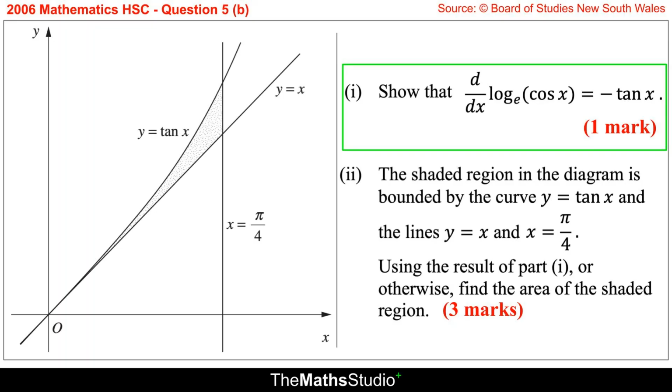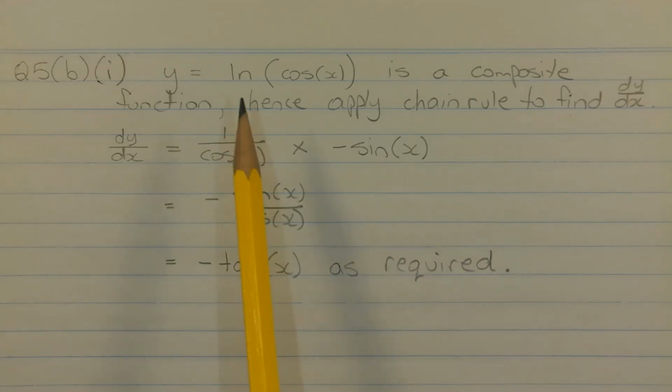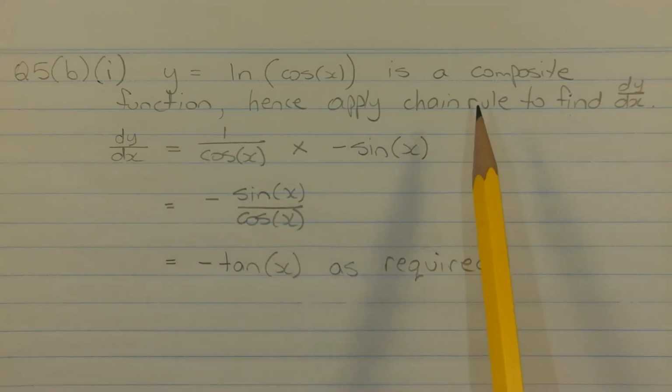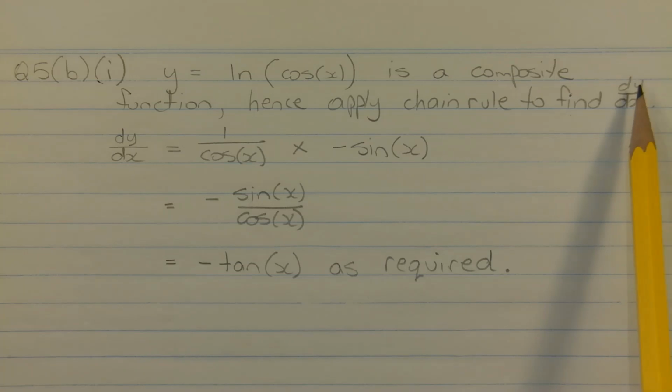Question 5, Part B, Part 1. Show that d/dx of log base e of cos x equals negative tan x. y equals ln of cos x is an example of a composite function, or a function of a function. Hence, apply the chain rule to find the first derivative dy/dx.